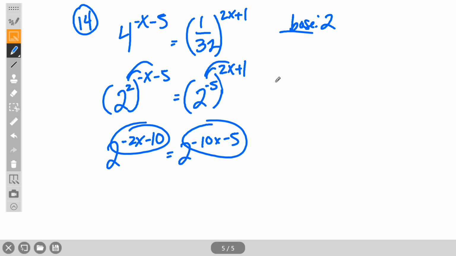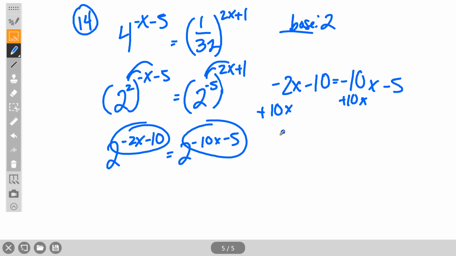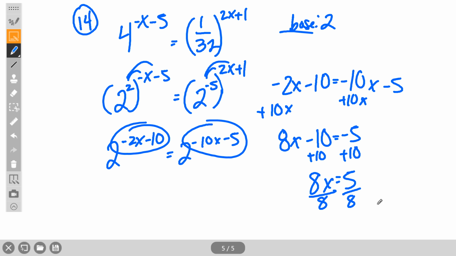Now I can set the exponents equal to each other. So negative 2x minus 10 equals negative 10x minus 5. All right, put the x's on the same side, so add 10x to both sides. So 8x minus 10 equals negative 5. Add 10 to both sides. 8x is equal to 5. Divide by 8. So our solution is 5 over 8.